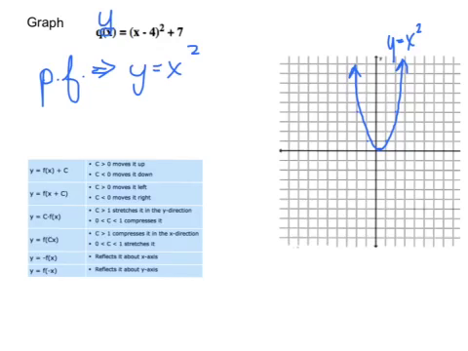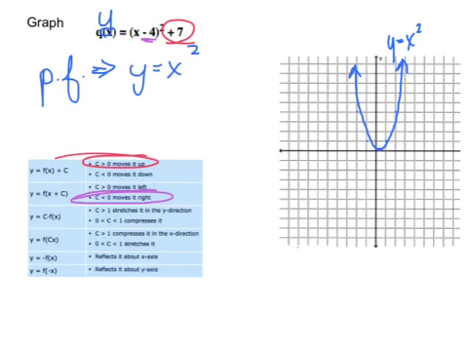So if we look, we have negative 4. Negative 4 is the opposite of what we think since it's in our parentheses. So we're going to go to the right. We also have this plus 7 tacked on at the end. Because it's tacked on at the end, it's going to go up or down. And it's positive, so we're going to go up. So each point is going to go right 4 and up 7.